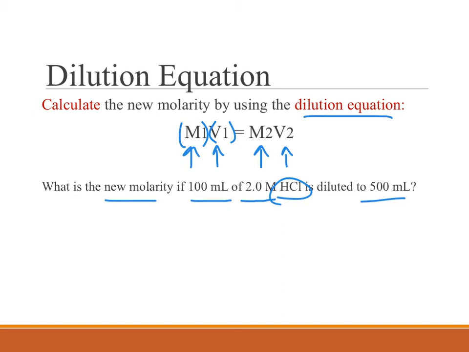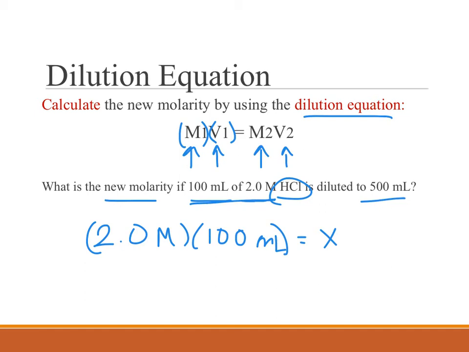So to use our formula, the molarity of our starting solution, our stock solution, is 2.0 molar, our volume is 100 milliliters, and that will be set equal to our unknown molarity, what we're going to solve for, times our volume, which is 500 milliliters. So if you go ahead and do all the math here, you will find out that your molarity will have become 0.4 molar. So we've gone from 2.0 molar down to 0.4 molar.